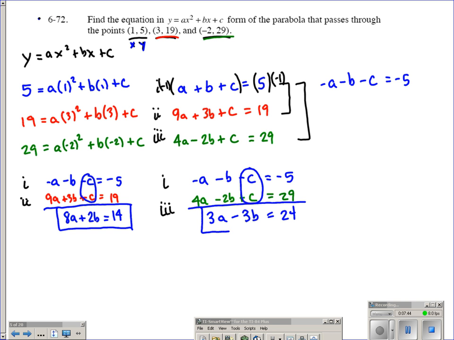Let's box this equation in so we don't lose it either, because now we have a system of equations, each with the same two variables.